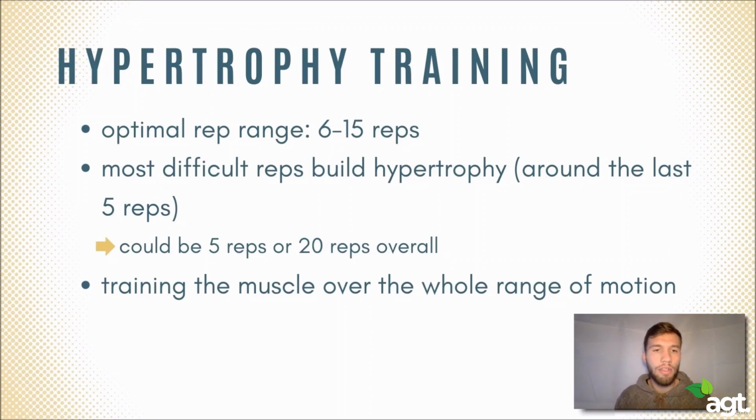In order to build overall muscle hypertrophy, it's also beneficial to train the muscle over the whole length, over the whole range of motion. Keep in mind that when training hypertrophy, we are increasing our co-contraction. So if you want to be quick and explosive, yes, hypertrophy training can be good, but you also need to do explosive plyometrics, quick movements like jumps or sprints.